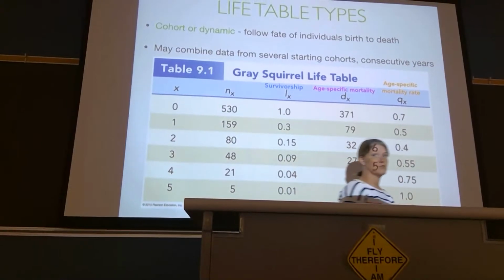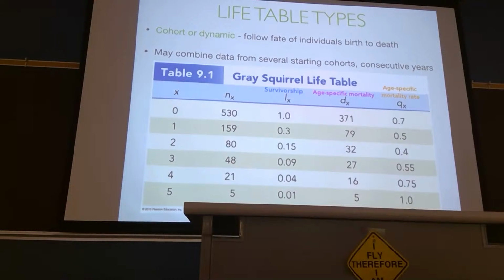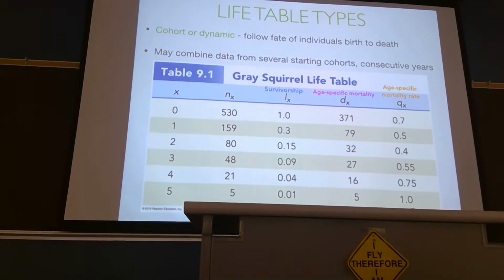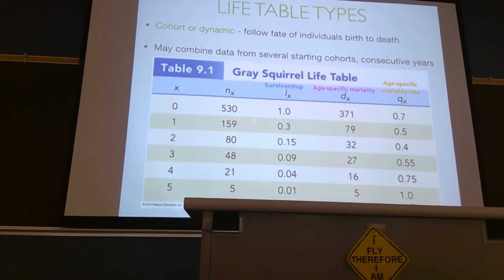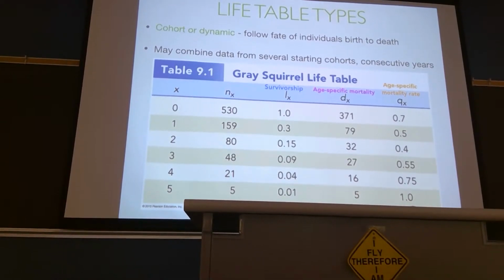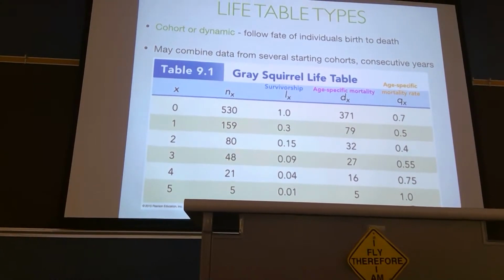I really hope that adds up to 530. Does that make sense? So you're normally just given the first top line or something? Yeah, and then you just fill in the rest. What you're normally given are your age classes and your NX data: how many are alive at each of these different time points. Then you just do 530 minus 159 to get your age-specific mortality.